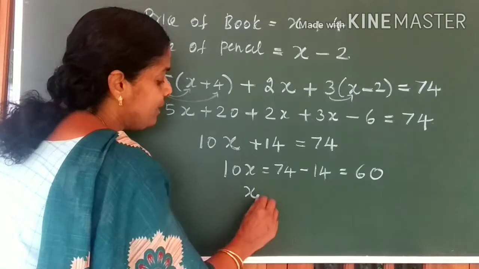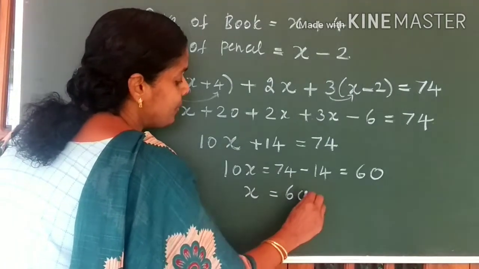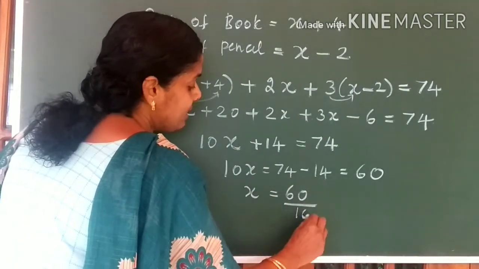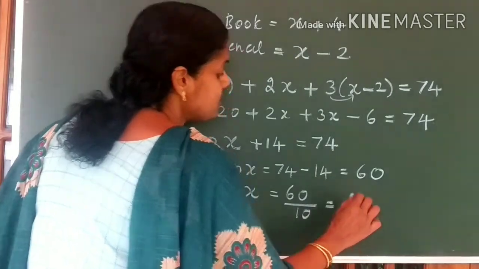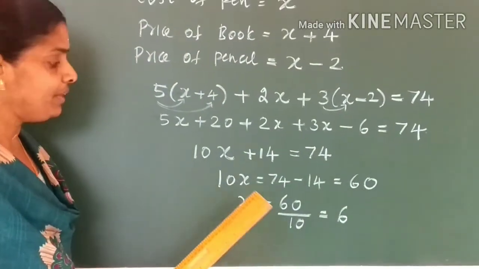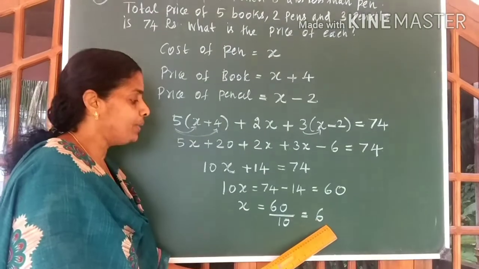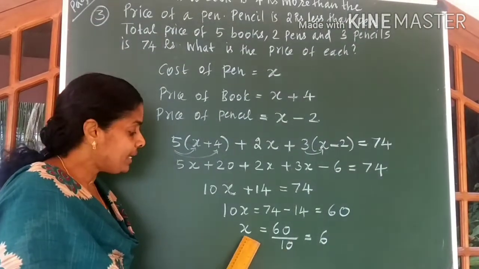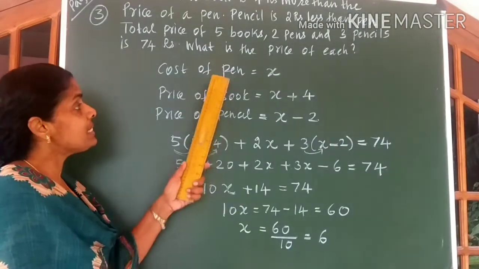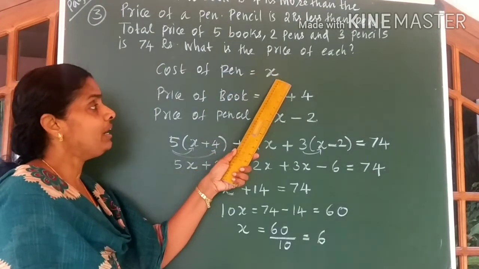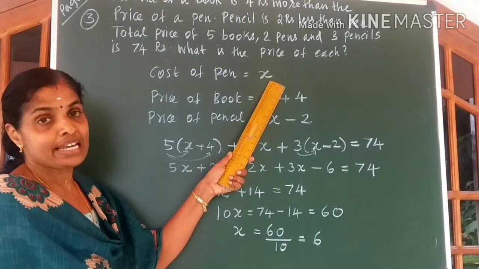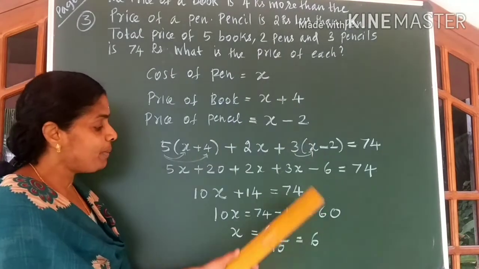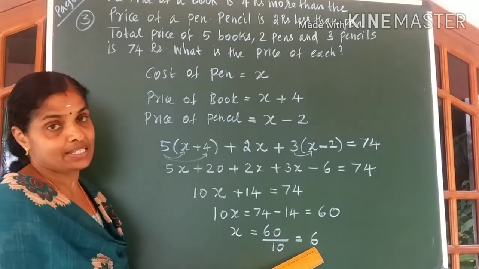So what is the value of x? x is equal to 60 divided by 10. That is equal to 6. So we got the value of x to be equal to 6. Now what is x for us? x is nothing but cost of a pen. So we can write cost of pen to be equal to rupees 6.